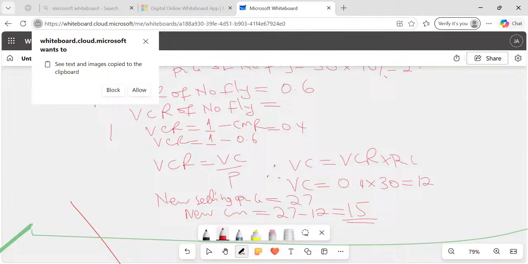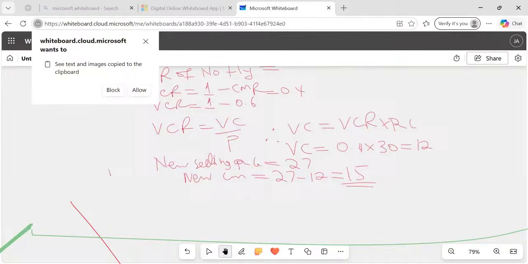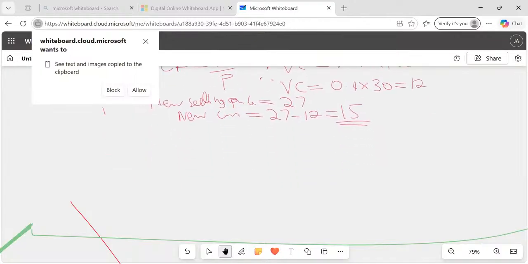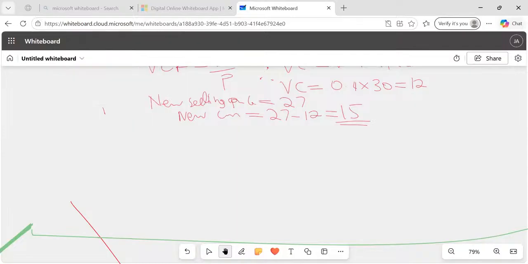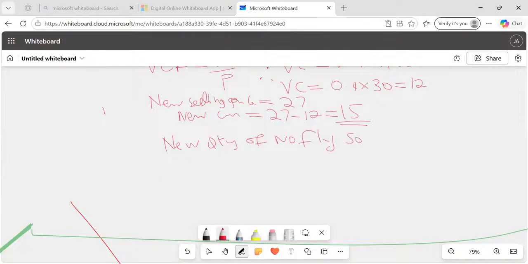Under this new arrangement, we also need to know the new quantity of no fly to be sold. I would want to keep silent here for about 5 minutes to see whether there is a single ninja who will be able to give me this figure.